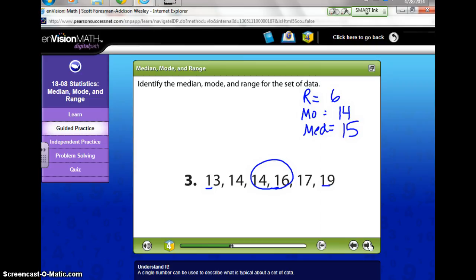How many of you have no idea how she got 15? We can add them up and divide by 2. Since there's two numbers, we'll find the average of the two. Now, if you can do it in your head, that's even better.